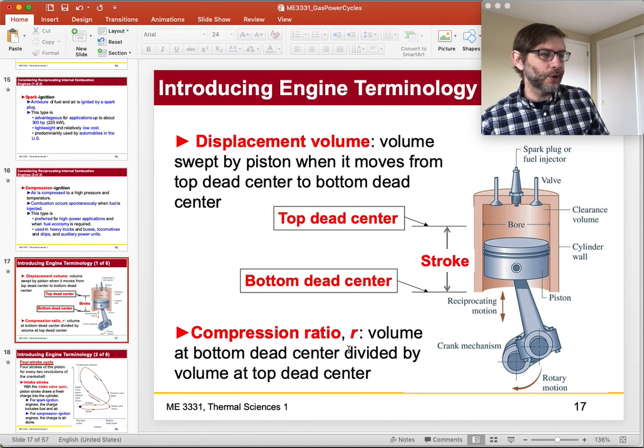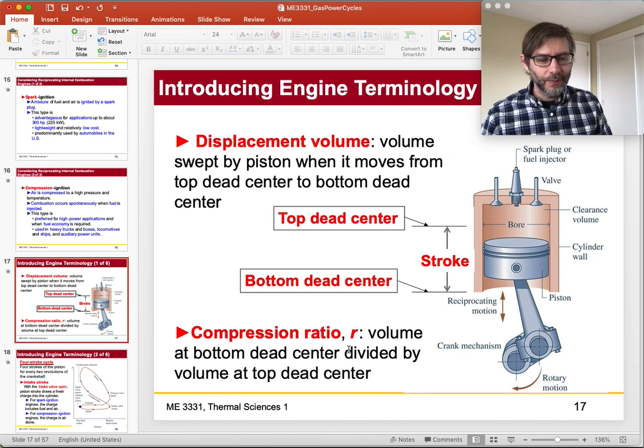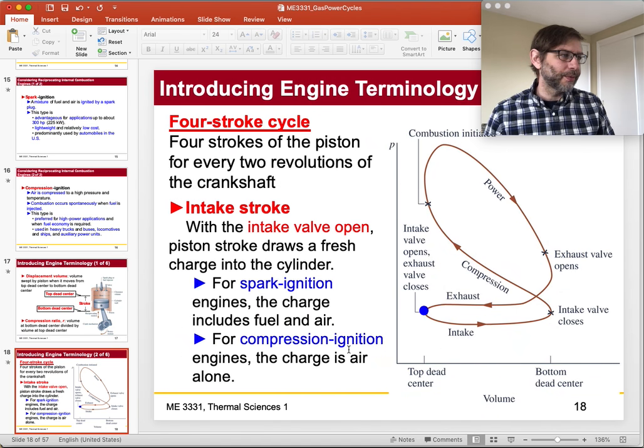Here, compression ratio is the thing we need to know, and that's the volume at bottom dead center divided by the volume at top dead center. It's essentially the max over the min volume. That's max over min. Yeah, that's easy. Okay, 4-stroke cycle.